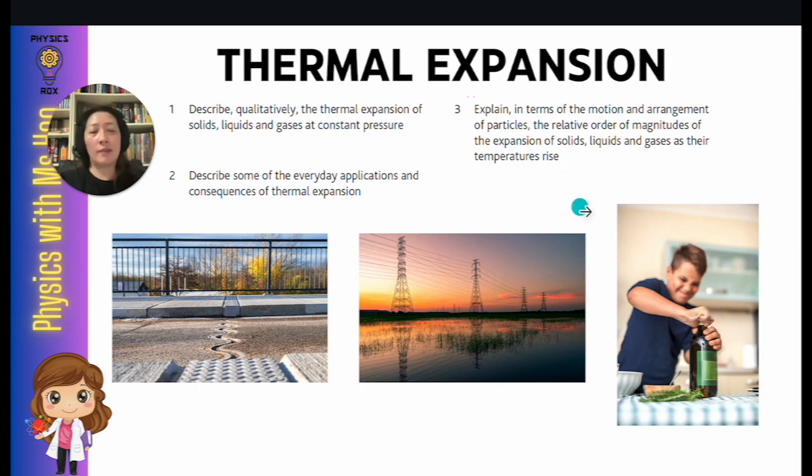Now you also need to be able to explain, in terms of the motion and arrangement of particles, the relative order of magnitudes of the expansion of solids, liquids, and gases as their temperatures rise. So as mentioned earlier, gases have the greatest expansion because they have the greatest distance between the particles. Liquids a little bit less because the distance between the particles is less. While solids, because they're right next to each other, there's very little distance between the solid particles. The expansion is much lesser compared to liquids and gases.